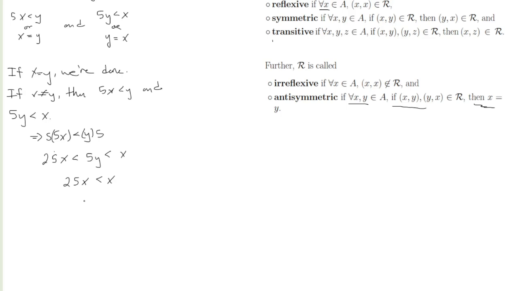And we know x is not 0. We know x is, in fact, greater than 1, right? And so we can divide by it on both sides. And we know it's positive, so that doesn't flip the sign. And we get 25 is less than 1. Oops! Contradiction.